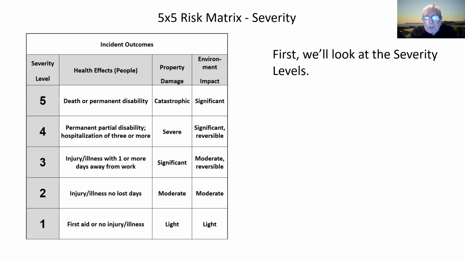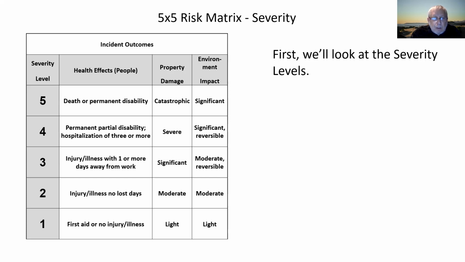You have 1, which is the lowest, 2, 3, 4, 5, obviously. 1 is first aid or no injury. Property damage is light, environmental is light damage. 2 is injury or illness with no lost days, moderate property damage, moderate environmental impact. Number 3 is injury or illness with 1 or more days away from work. Property damage is significant. Environmental impact is moderate, reversible.